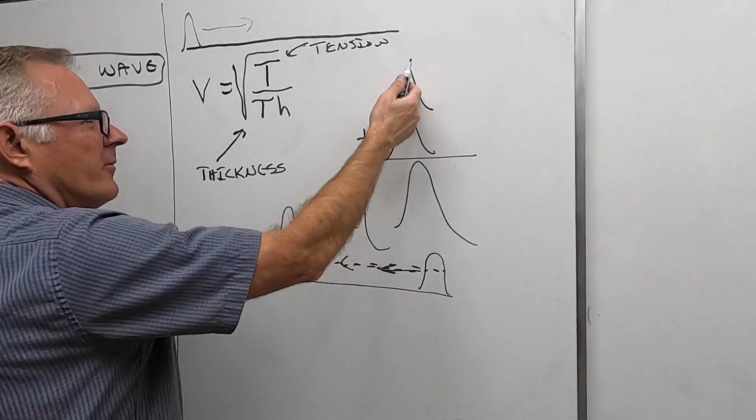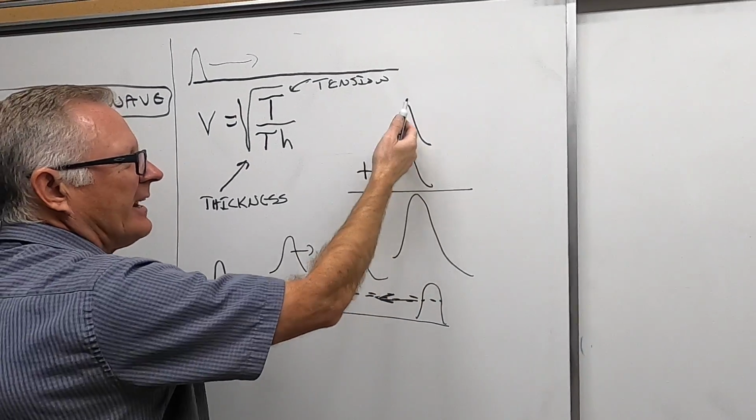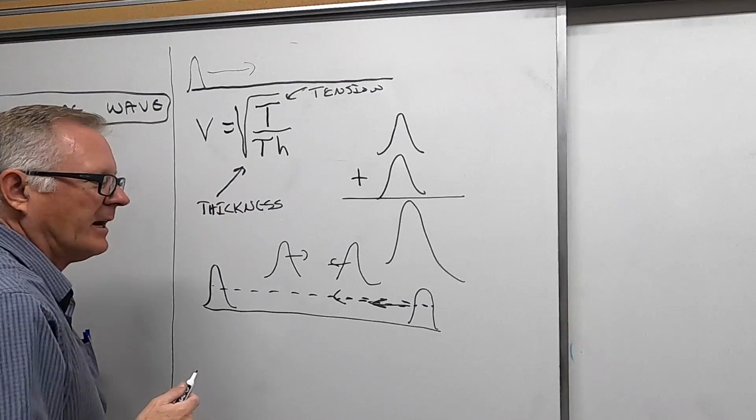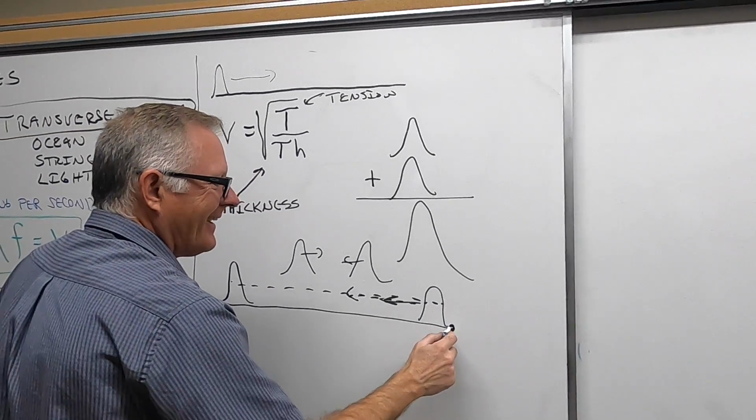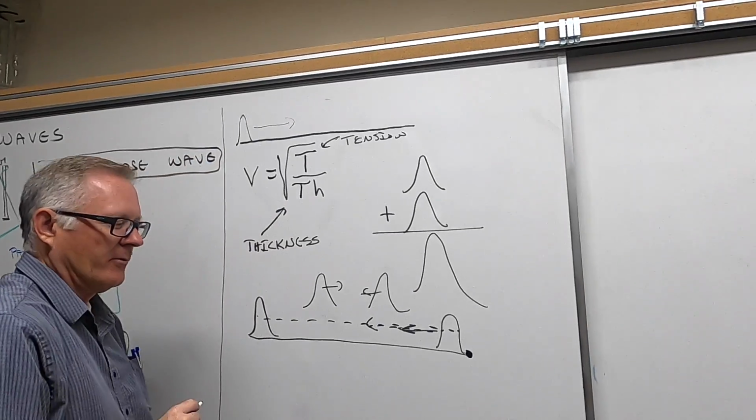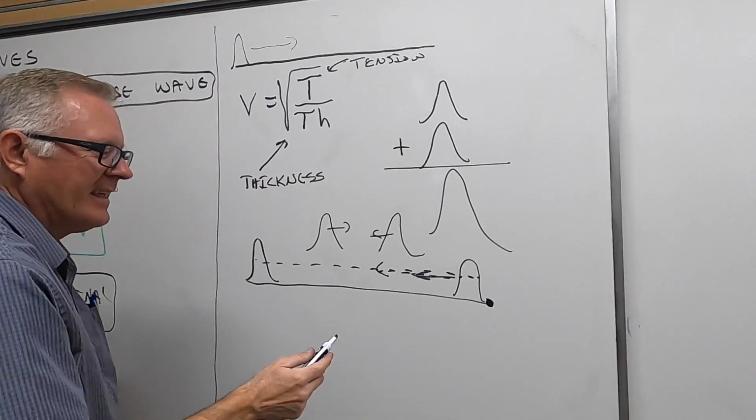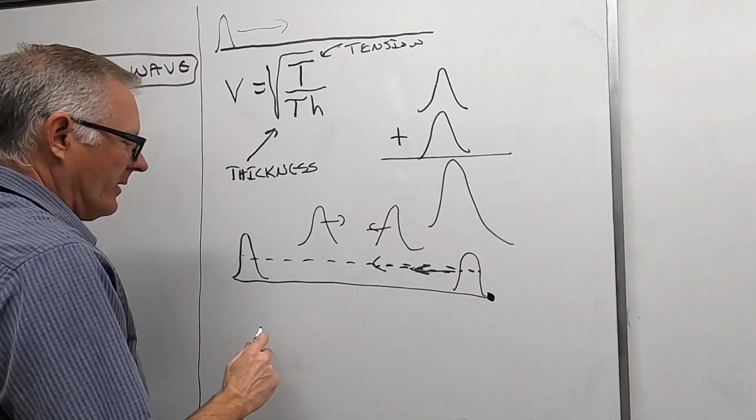We call this interference. It's constructive because you're adding two positives. It just makes it a bigger positive right here. Now, what would happen if I tied this end down right here? If I tied that end down and did not let it come up right here.